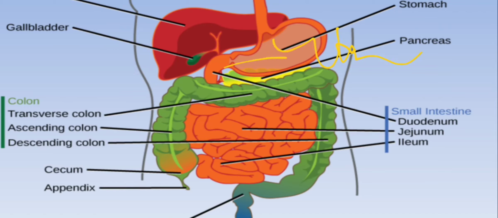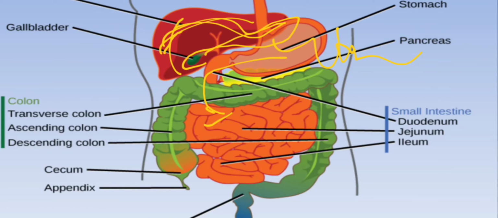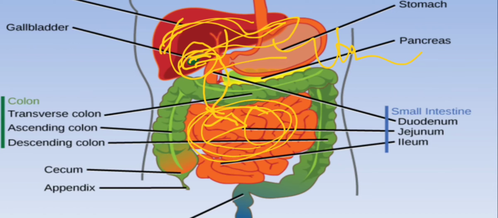After that it is released into the small intestine, and the liver, the largest gland of our body, releases a special type of enzyme called bile. This bile is released into the gallbladder, so it is present temporarily in the gallbladder. After that the bile duct releases this bile into the small intestine and helps in the process of digestion.